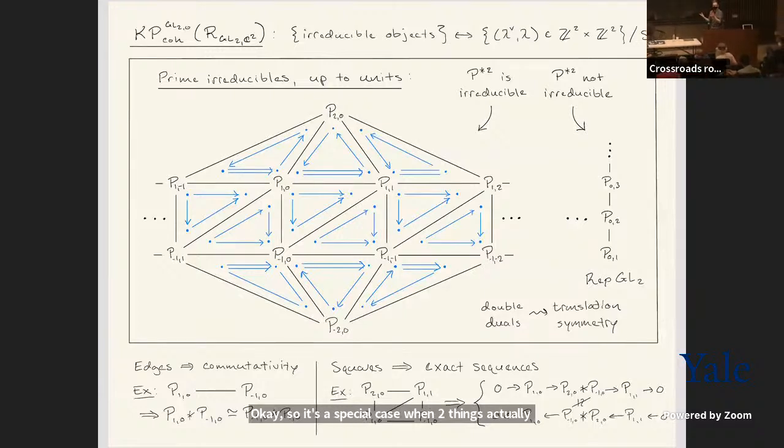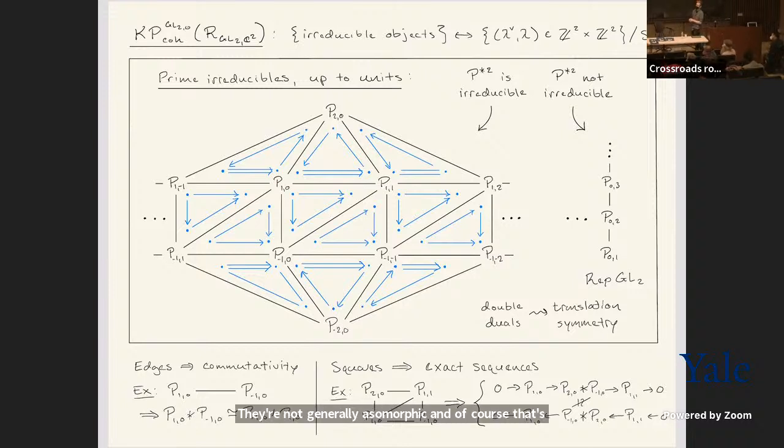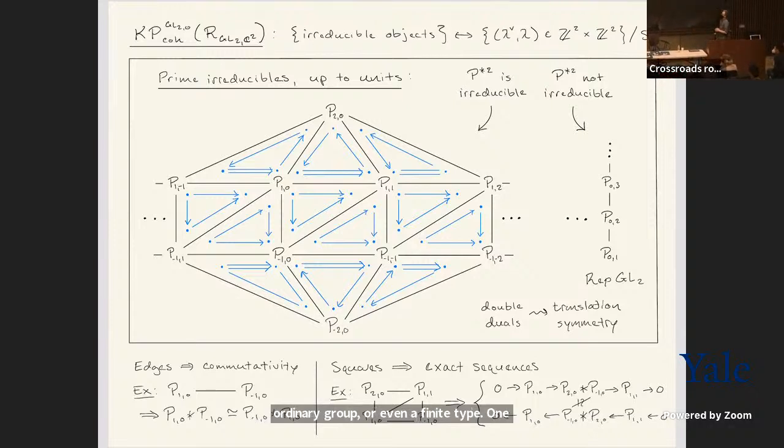And if you're familiar with other parts of representation theory, this is a feature of the category of finite dimensional representations of a quantum affine algebra. It's this fact that if you take tensor products in opposite orders, they're not generally isomorphic. And of course, that's very different, say, from representations of an ordinary group or even a finite type quantum group. So that's some flavor of this tensor category.